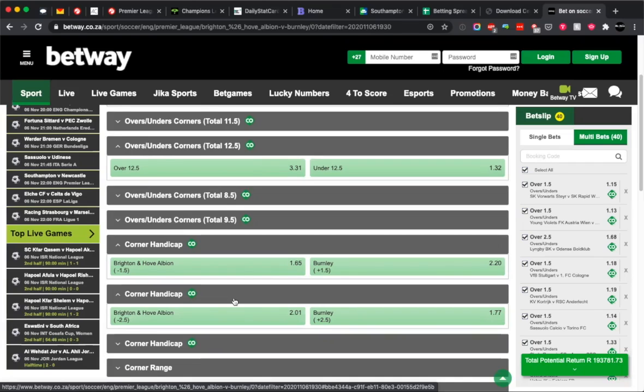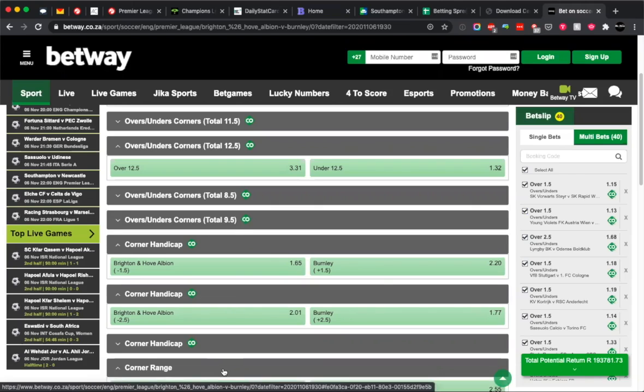This number has no actual bearing on the actual game. This is just your own, what we like to call, an alternative corner line. So it's a different line from what's being played in the game. But this is you kind of predicting that one team will have more corners than the other.